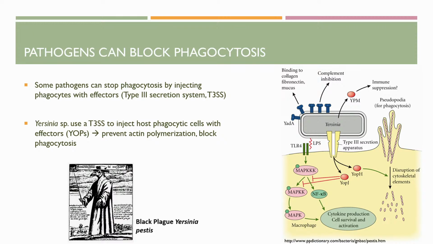will block certain signaling pathways for the macrophage. Usually these involve cytokine production, cell survival and activation, but if they're blocked, then you don't get that. So it's essentially disrupting the mechanism of phagocytosis and the signaling pathways that eventually will cause the rest of the immune cells to come and try to kill this pathogen. So this is one of the ways that you can block phagocytosis.